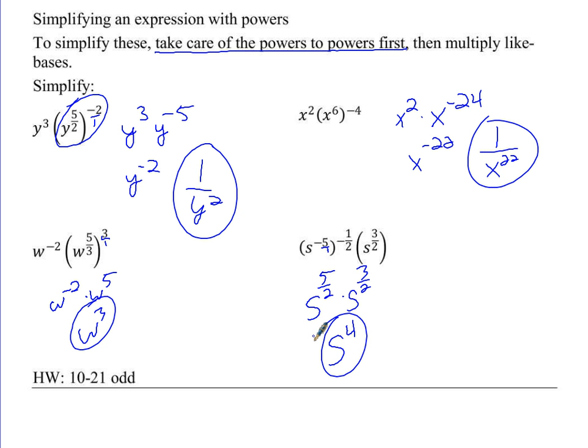So pay attention to what you're doing. Powers to powers first. Then you can take care of the multiplying like bases, which means you add the exponents. 10 through 21 odd, you're capable of doing those. That's 6 problems or something. Give those a shot.